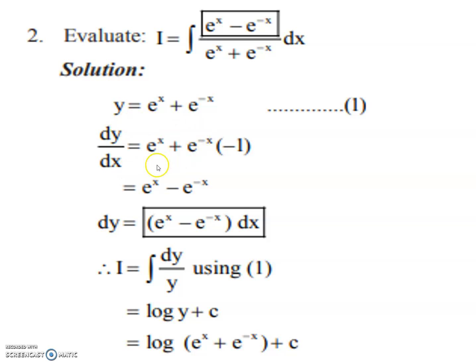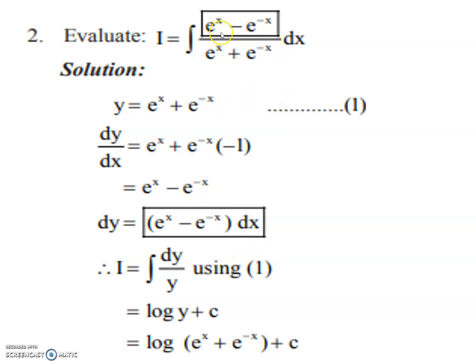Differentiate with respect to x. The derivative of e raised to x is e raised to x, and the derivative of e raised to minus x is minus 1 times e raised to minus x. That's why we have e raised to x minus e raised to minus x. We take the cross multiplication, dy remains the same, e raised to x minus e raised to minus x into dx.